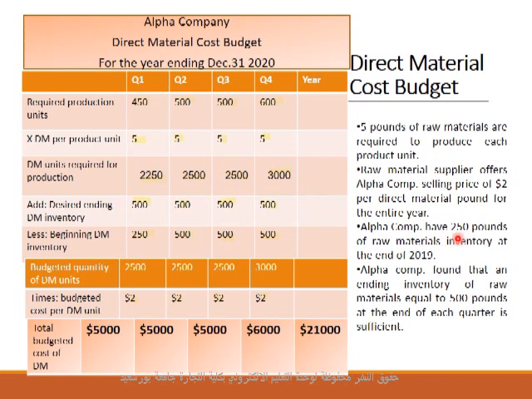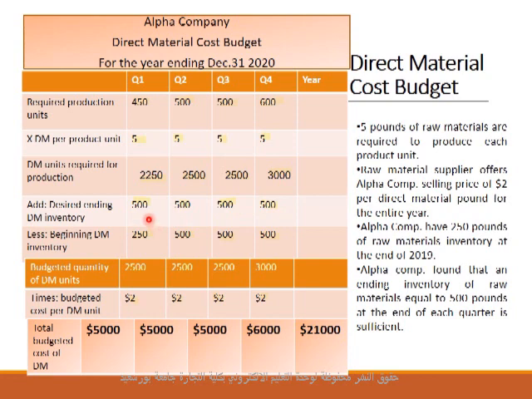Alpha Company has 250 pounds of raw material inventory at the end of 2019. This number can be used as the beginning inventory of the first quarter in 2020. So the beginning inventory of the first quarter in 2020 is 250 pounds of direct material. Alpha Company found that an ending inventory of raw materials equal to 500 pounds at the end of each quarter is sufficient. So the desired ending direct material inventory is 500 pounds in each quarter.